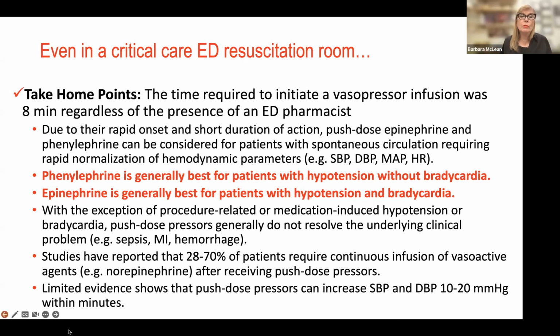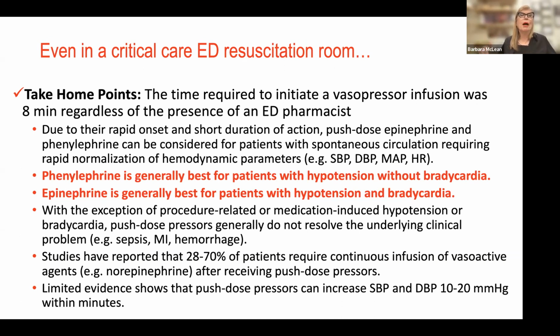Very, very important to appreciate that most patients actually require continuous infusion of vasopressors after getting push dose because it's not a temporary event that's caused their hypotension. Typically, what we see when we give a push dose is that the systolic pressure and diastolic pressure go up pretty significantly. So we had a patient in the ED last week. Her systolic pressure dropped to 60. Her physician gave her a push dose of norepinephrine. Her pressure went up to 130 and it stayed there for about 5 minutes.